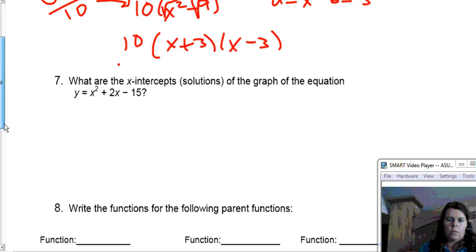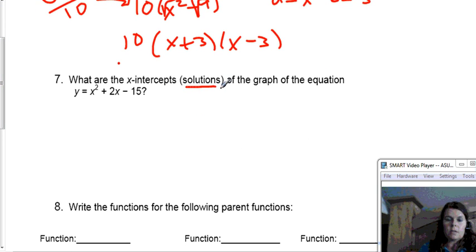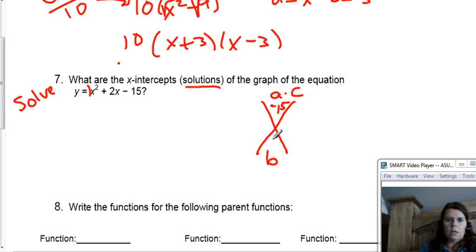Okay, number 7. What are the x-intercepts? Solutions, that means solve. You're solving here. Of y equals x squared plus 2x minus 15. Well, the first step of solving is always factor. When you're solving a quadratic, it looks like this. You factor it, and we gotta use, guess what? The x game. There's no GCF. Try GCF first. If there is no GCF, use the x game. Your a is 1, your b is 2, your c is negative 15, so a times c is negative 15, and our b is 2.